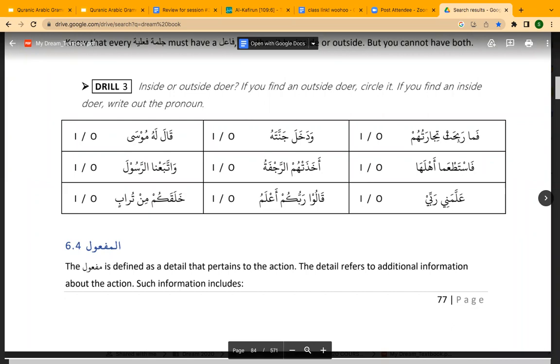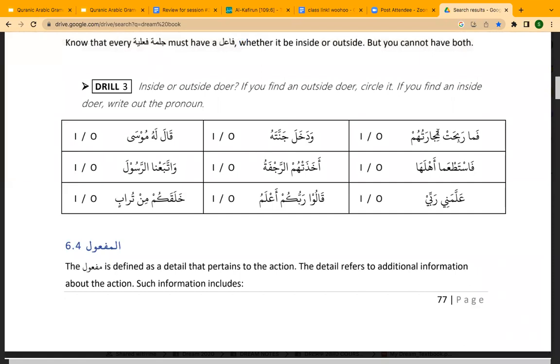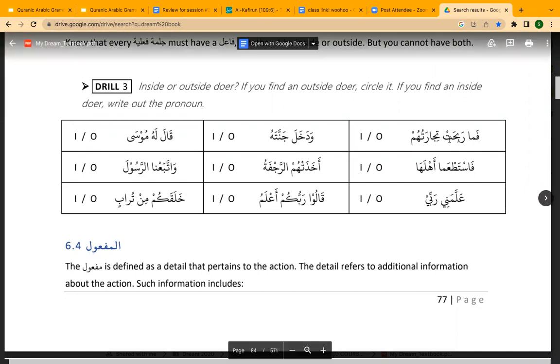It's here, right? Here, rabihat, the ta is telling you that it is hiya, rabihat. Will you look for an outside doer now? Yes, you will look for your outside doer. Do you see your outside doer? What is your outside doer here? Tijaratu. Right? No, hum cannot be an outside doer for this.